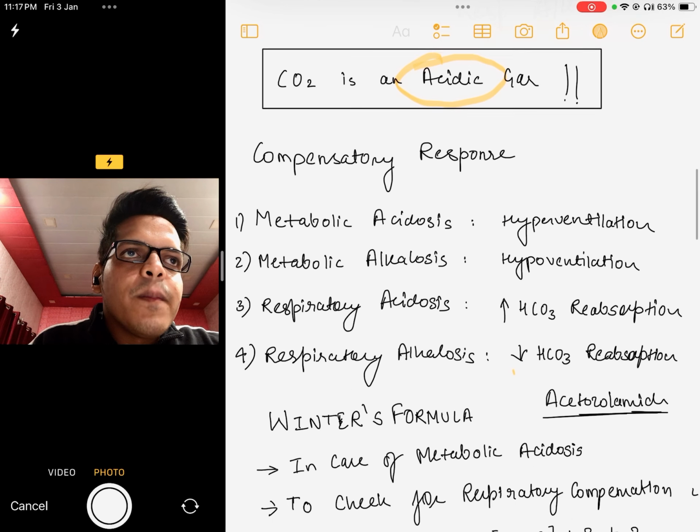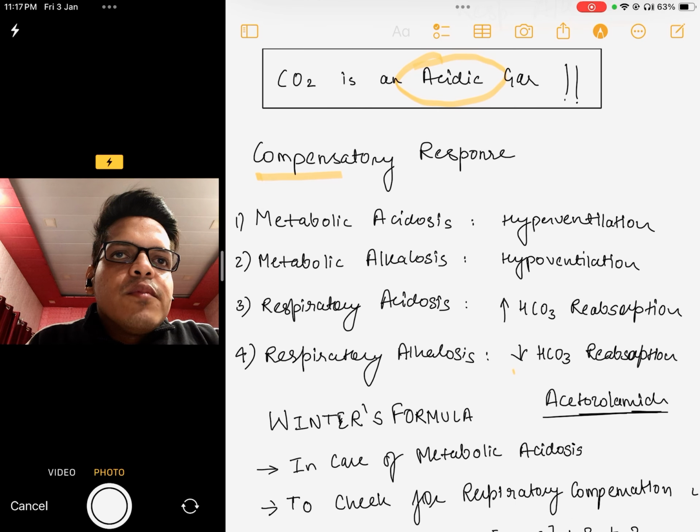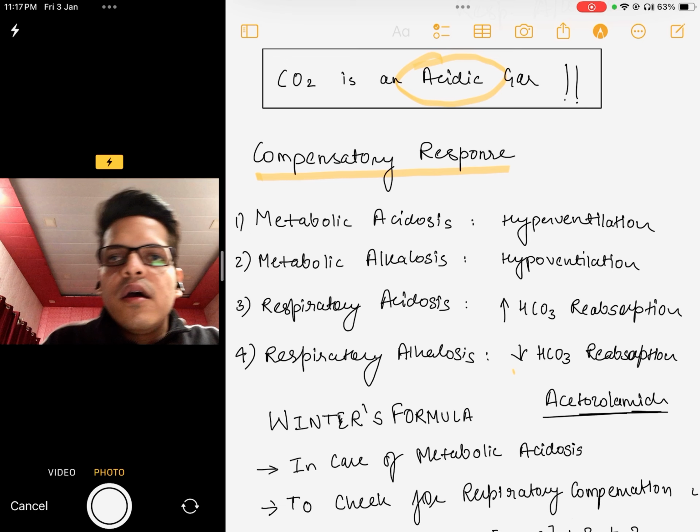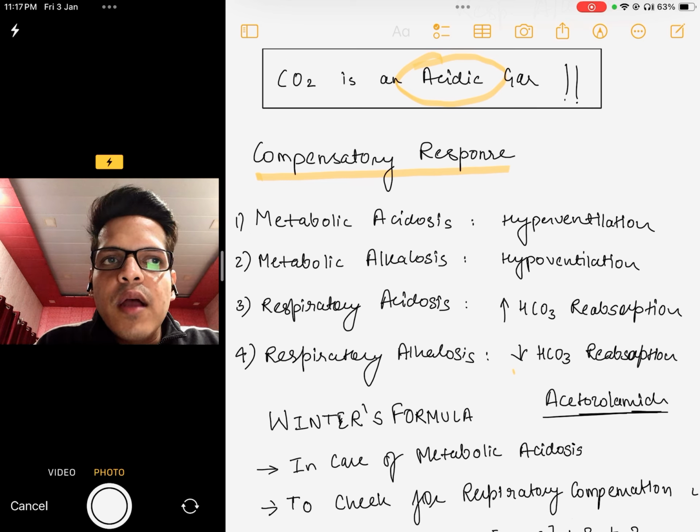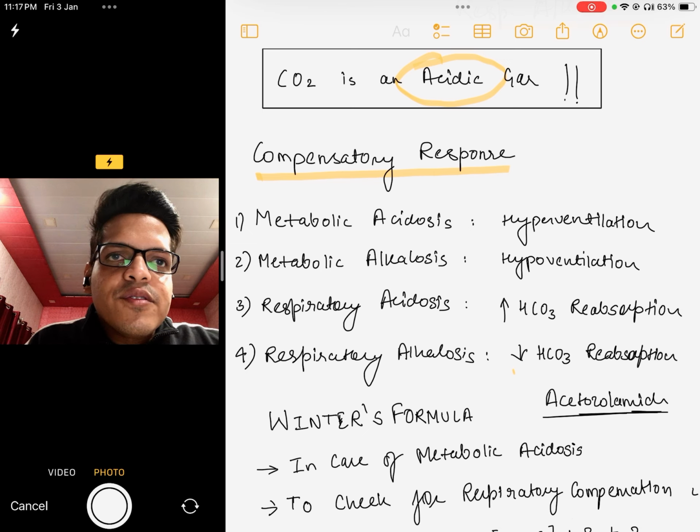Now, compensatory response: whenever there is a change, respiratory or metabolic, acidosis or alkalosis, there is a counter change to balance out the effect. And this will be performed by the other system. Like if there's a metabolic change, then the counterbalance will be by the respiratory system.